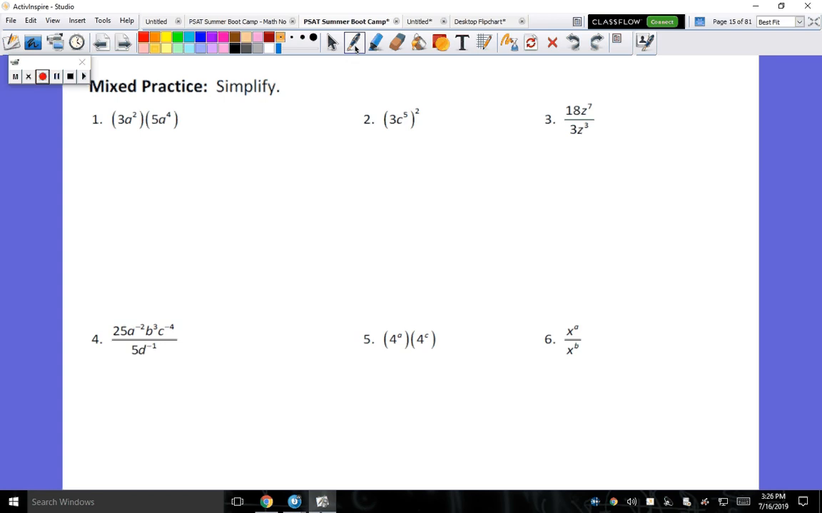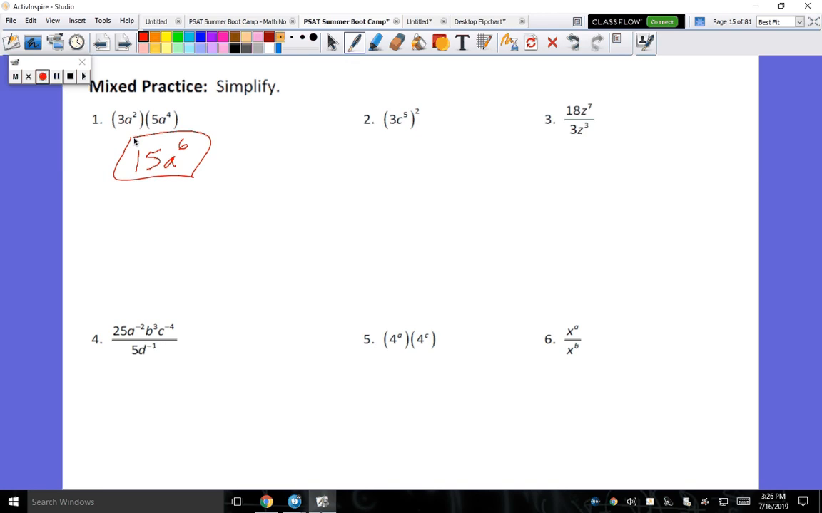So I have 3a squared times 5a to the 4th. What do the 3 and 5 become? 15. Now I have a squared times a to the 4th. What does that become? A to the 6. Perfect. Because when you are multiplying things with the same base, you add the powers. Let's move on to the next one.